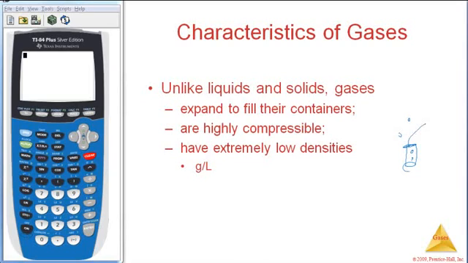And for the same reasons, they have very low densities, so not much mass per unit of area, which is why gas densities are typically expressed as grams per liter as opposed to grams per milliliter, which is more typical for solids and liquids. So when we're doing problems, make sure you recognize that the units are likely to be different.